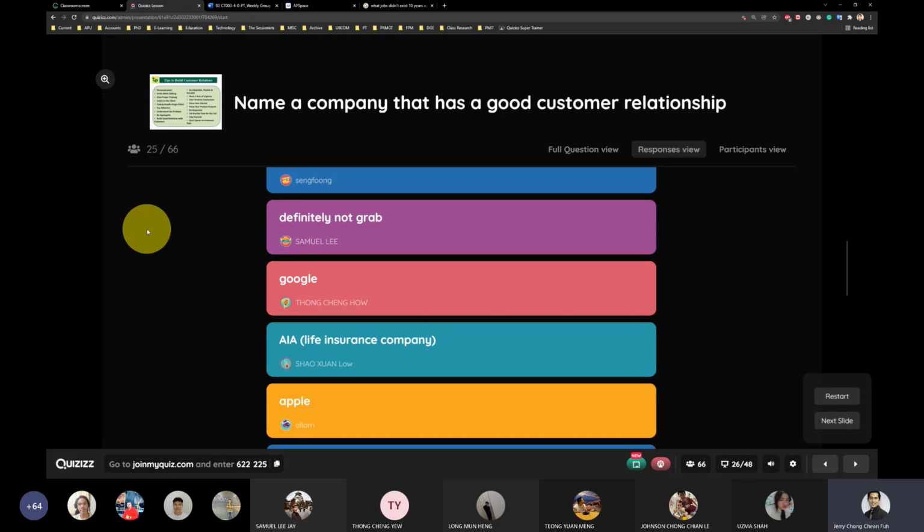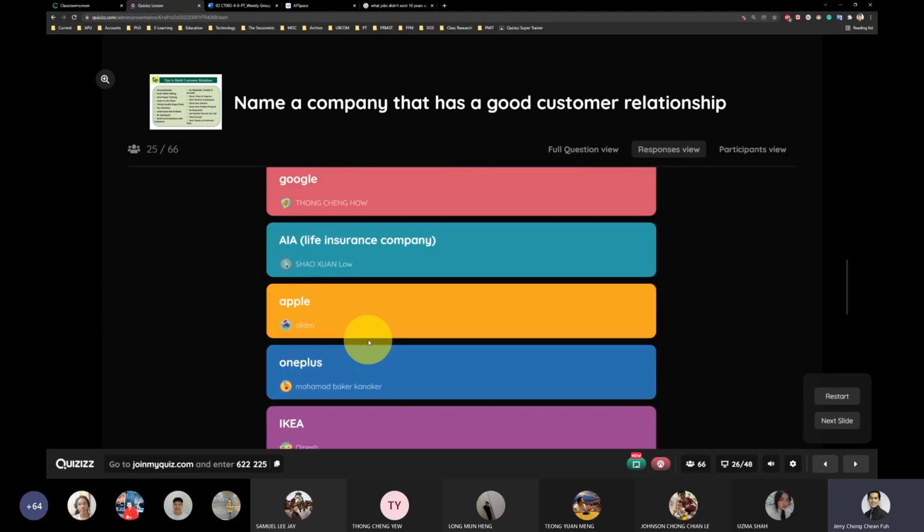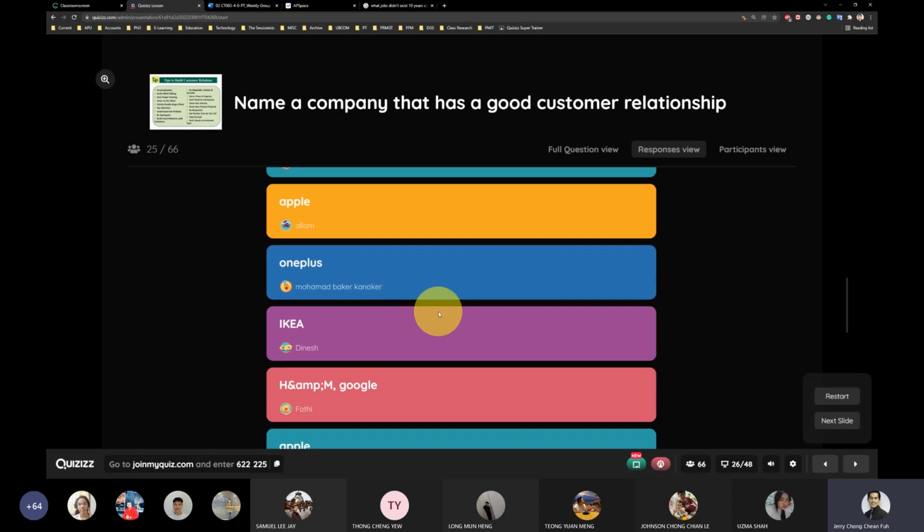So thank you, Samuel. Cheng Hao is saying Google. Interestingly, Xiao Xuan also highlighted another insurance company. I think we all know why insurance companies have very good customer relations. Yeah, it's something that they rely on in terms of their revenue as well. Alam as well says Apple. Bakar, you said OnePlus. Why OnePlus?